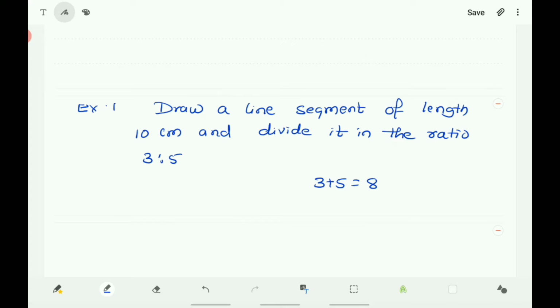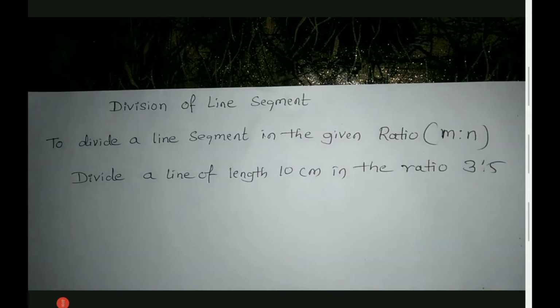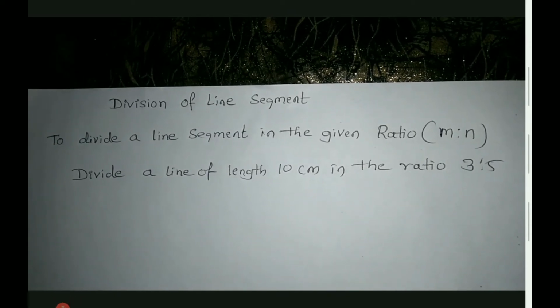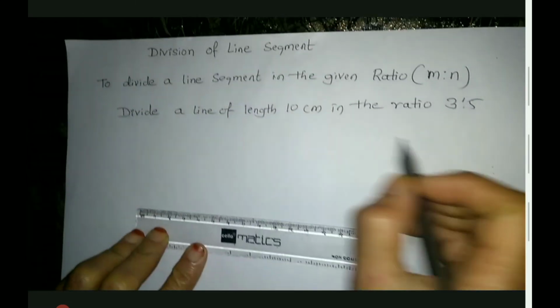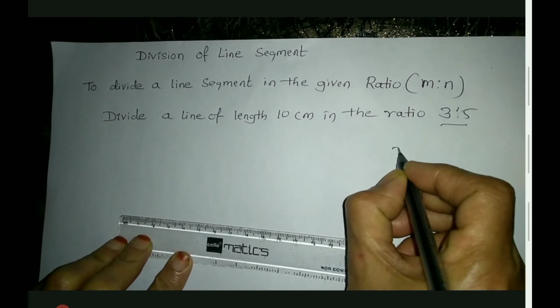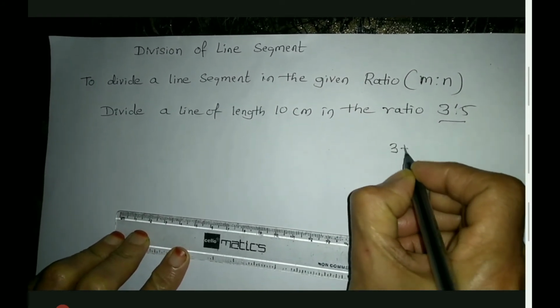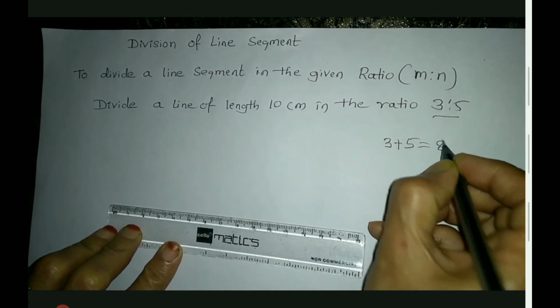Draw a line segment of length 10 cm and divide it in the ratio 3:5. Now you see the construction made here. Divide a line of length 10 cm in the ratio 3:5. Here the length of the line is 10 cm and the ratio is 3:5. So you have the sum of the ratio, that is 3 plus 5 equals 8 here.